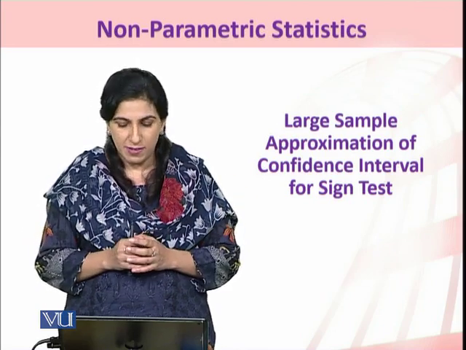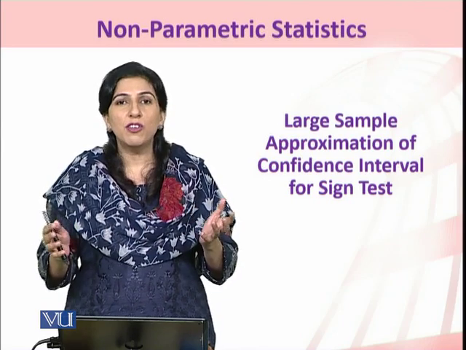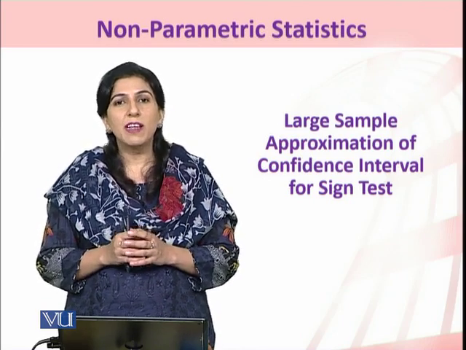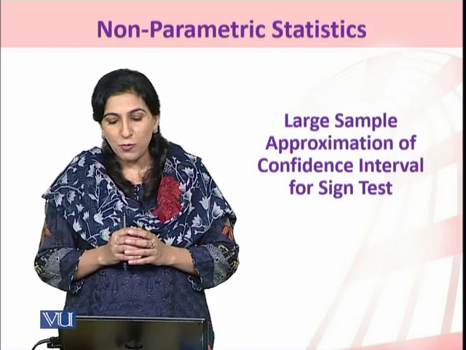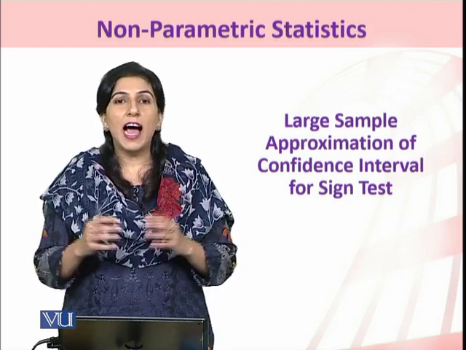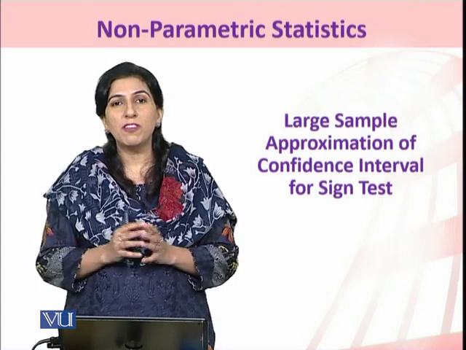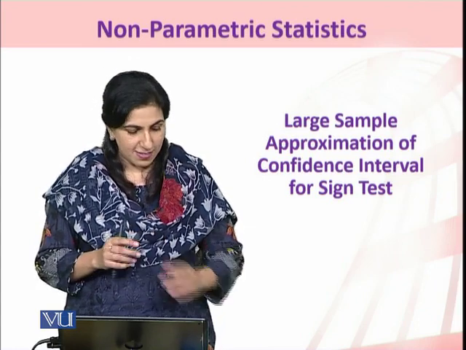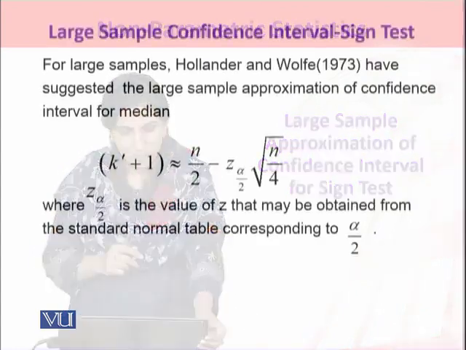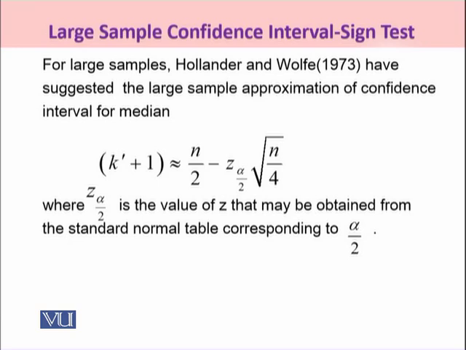depending upon the requirement. So in this module, we are going to develop the large sample confidence interval for the unknown value of the population median for the sign test. Dear students, for large sample, Hollander and Wolf in 1973 have suggested a large sample approximation of confidence interval for the unknown value of the population median.